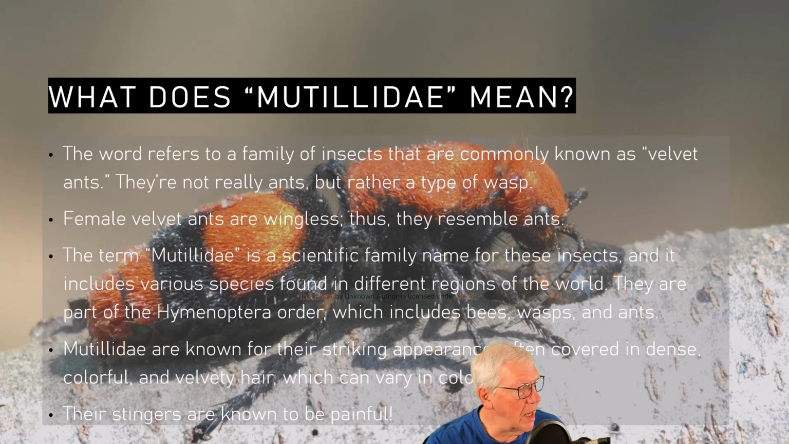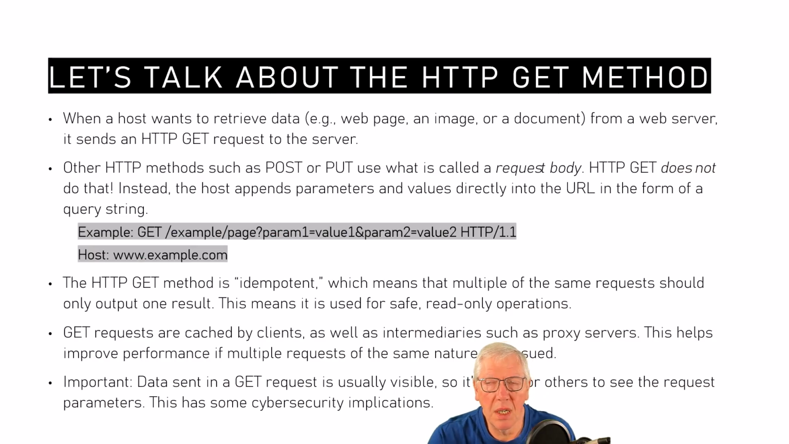Now let's take a look at something else here. We want to talk about what's called the GET method. There are four of these. There's GET and PUT and a couple of others. In this case, we just want to talk about the GET method itself. It's called a method because it's code that is designed to do something.